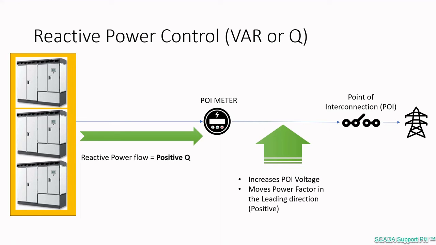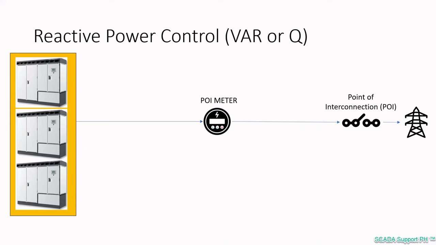It raises the grid voltage and moves the power factor to a leading direction, meaning positive. On the HMI or within the PPC interface, a positive sign next to the reactive power set points denotes that the plant should export or generate reactive power to the grid at the point of connection.